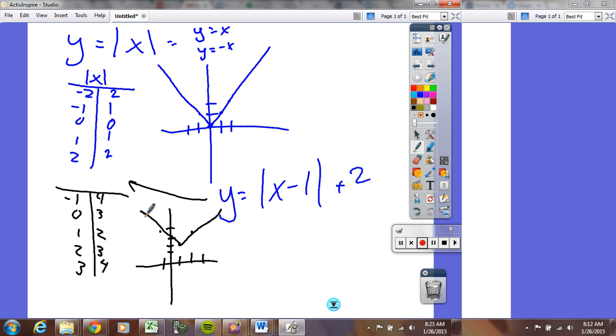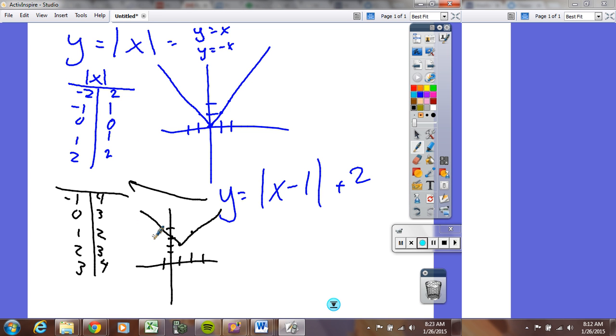How do you move it over? Okay. You with me? You guys want another one? How'd you get 4 on -1? 4 on -1, because I went right 1, so that makes me -1. I went up 2.